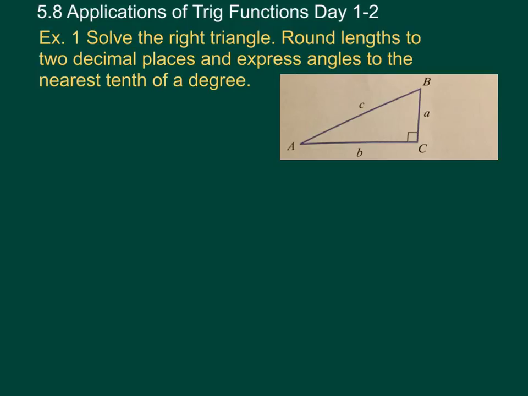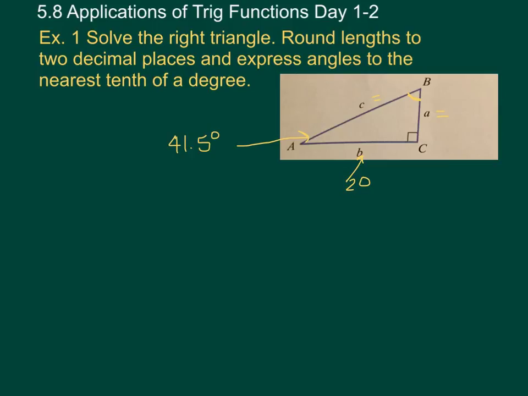So we're going to start off with angle A. This will be 41.5 degrees. And then little b will be 20. So we have to find angle B, little a, and little c.